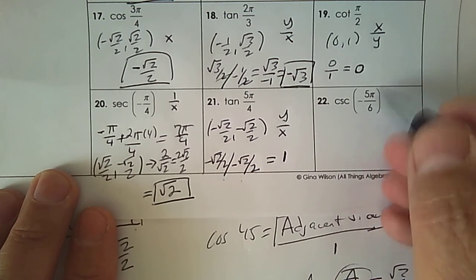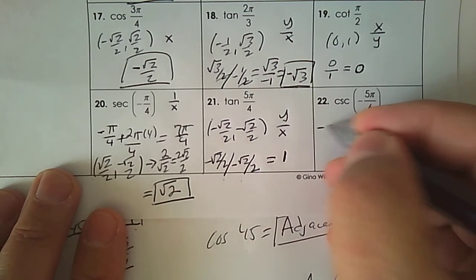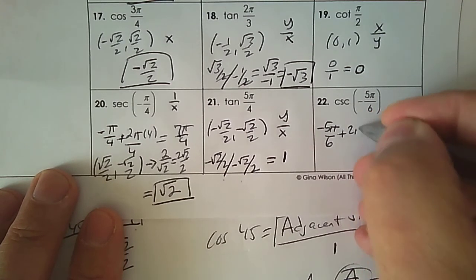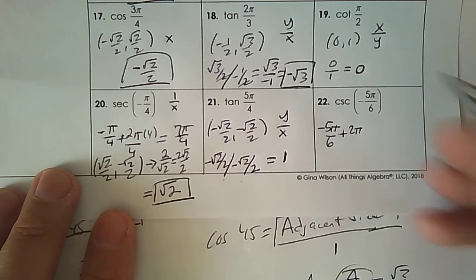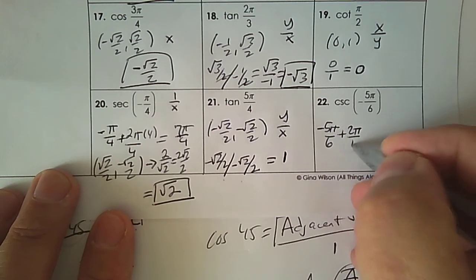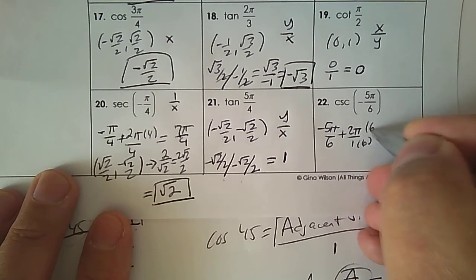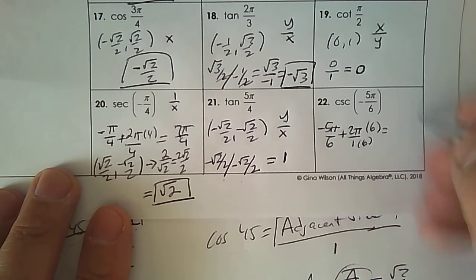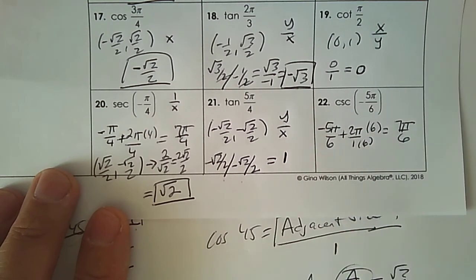Cosecant negative 5 pi over 6. So again, it might be helpful to get a coterminal angle. So I'm going to add 2 pi because it's in radians instead of adding 360. And I'm going to get common denominators. So I'm going to multiply by 6. And then I'm going to simplify it. So 2 times 6, that's 12 take away 5. That's positive 7 pi over 6.